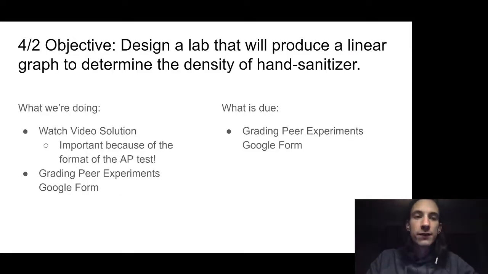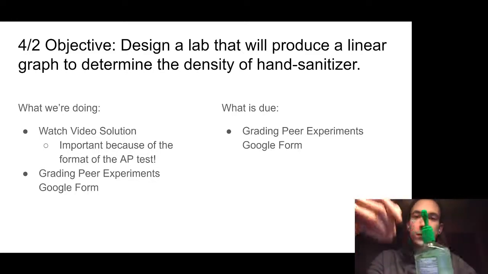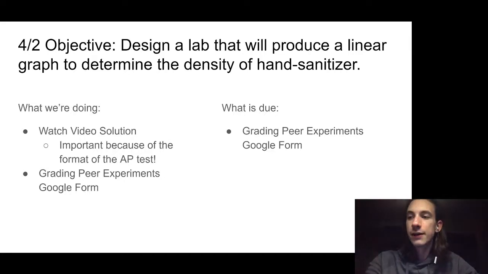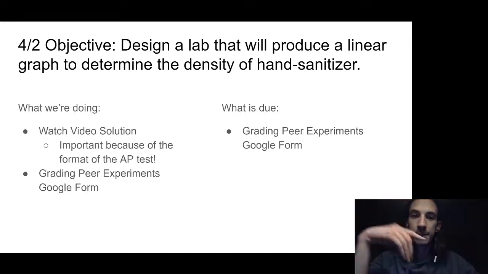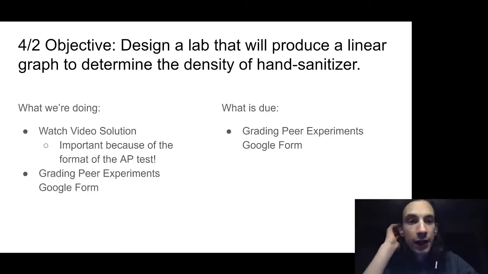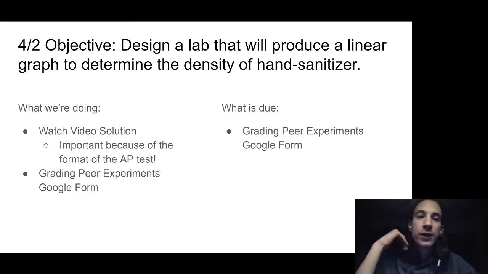Okay, hi everybody. So what we're looking at today on Thursday is wrapping up this idea of figuring out the density of hand sanitizer from doing some sort of everyday experiment with everyday type materials. So what I'm going to do today is walk through and give you a video solution of what I did for the lab, and then also look at what AP wants when they're looking at something like this.